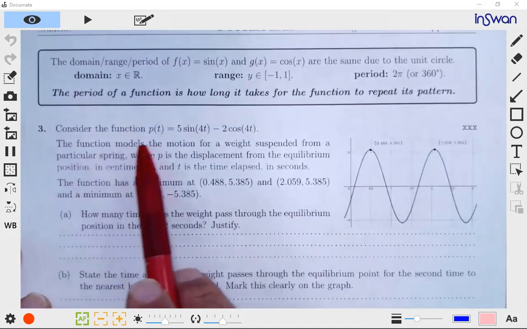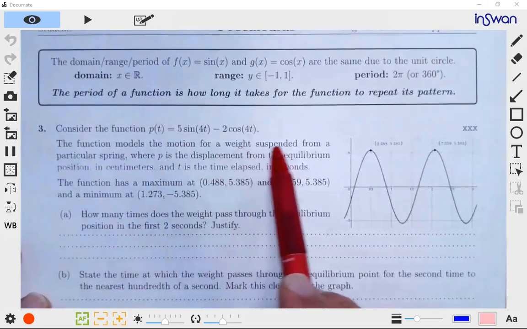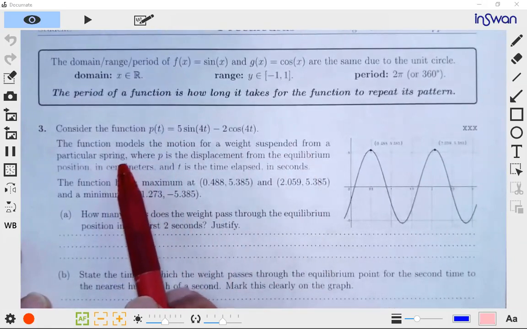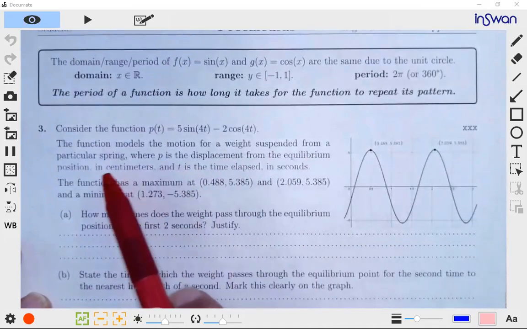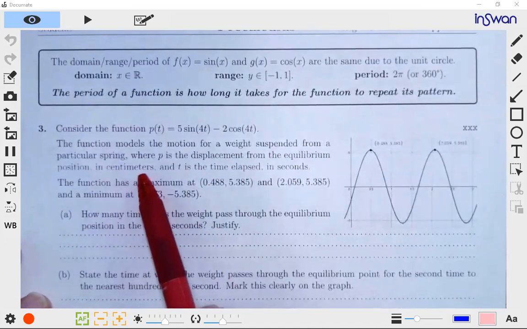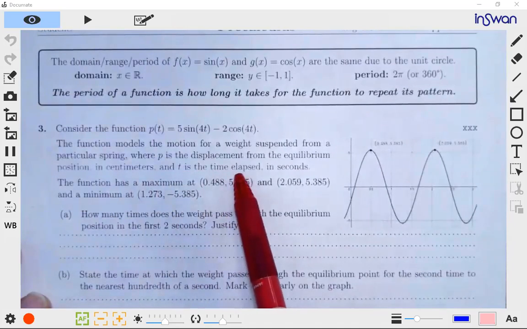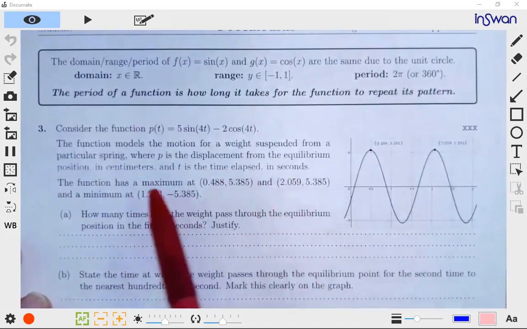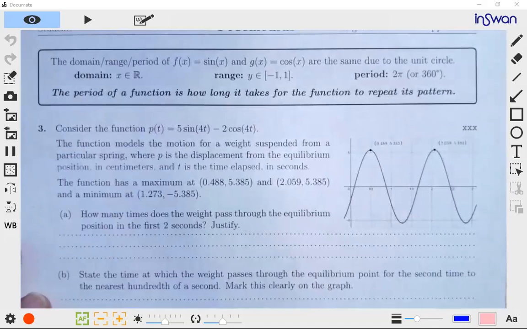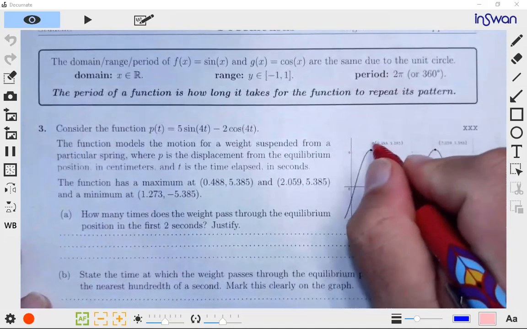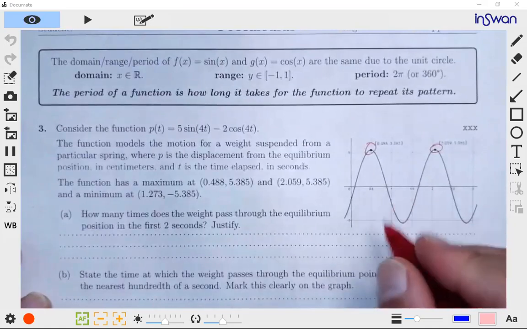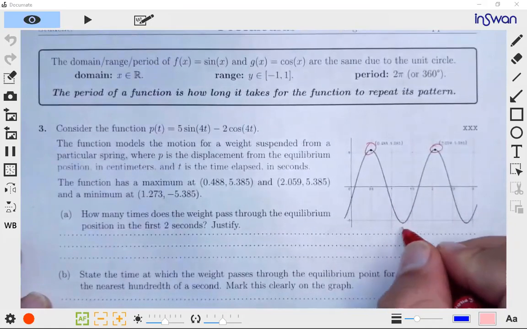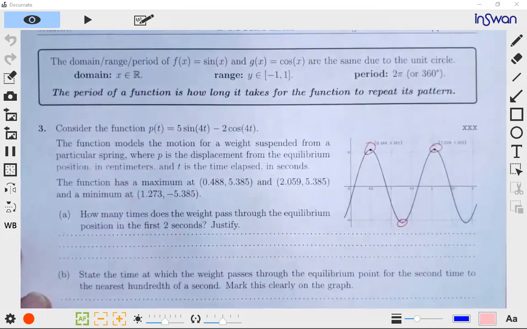We'll say that this function models the motion for a weight suspended from a particular spring, and that P is going to be the displacement from the equilibrium position in centimeters, and T is the elapsed time in seconds, right? And we have the maximum values at a couple of points that are given, and we have the minimum value at a point that's given. Okay.